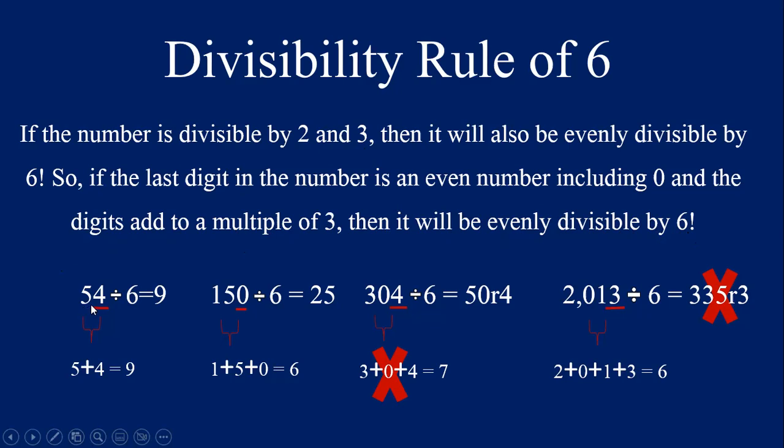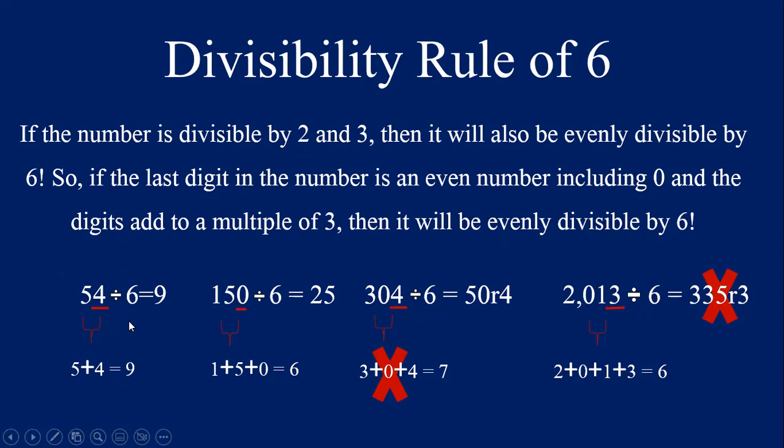The number 54. Well, 54 ends in a 4. 4 is an even number, so this works for our 2's. Let's check our divisibility rule of 3. Let's add the 5 and the 4 together. 5 plus 4 equals 9. 9 is a multiple of 3. 3, 6, 9. So now we know 54 is divisible by 6.